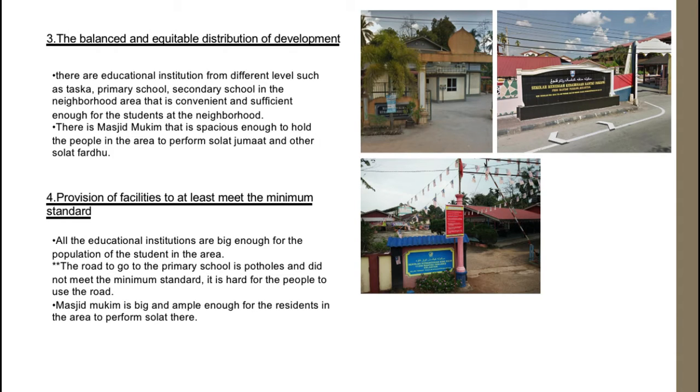All the educational institutions are big enough for the population of the students in the area, but somehow the road to the primary school is pothole-ridden and does not meet the minimum standard. It is hard for the students and also the parents to use the road. And the Masjid Mukim is big and ample enough for the residents in the area to perform solat there.